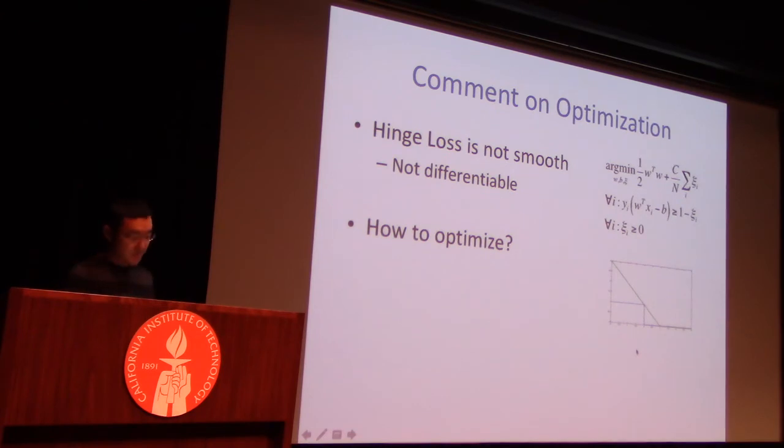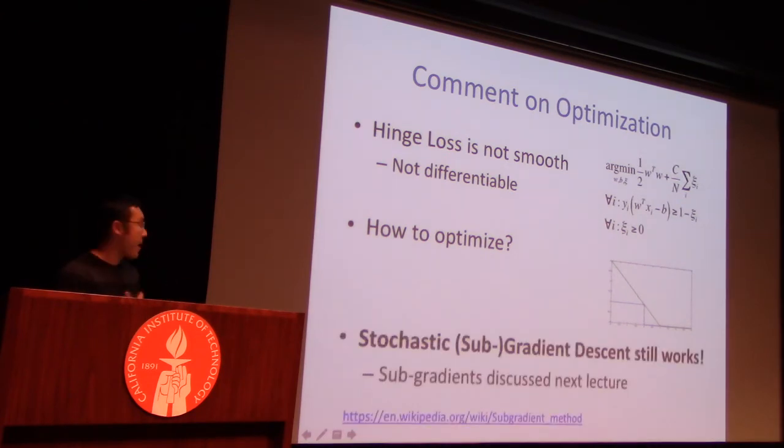And so how do we optimize for it? One popular way of optimizing things like hinge loss is what's called subgradient descent, which is a generalization of gradient descent. We'll discuss subgradients in more detail in the next lecture. In fact, this function is differentiable everywhere except for this part here, which is also known as the hinge.